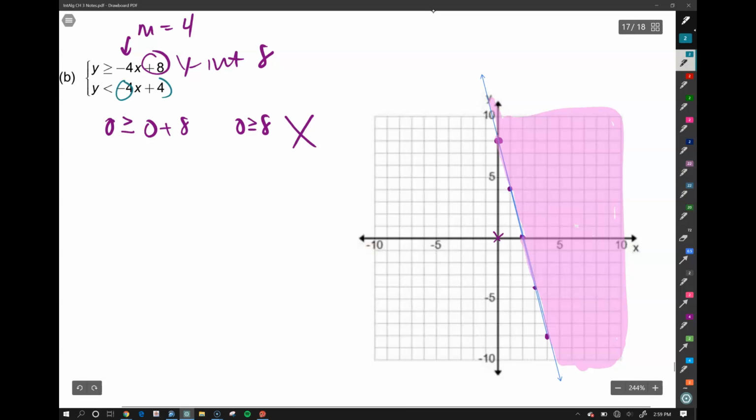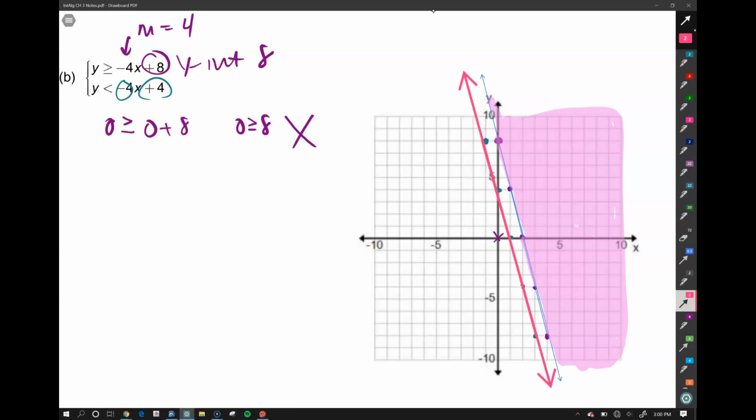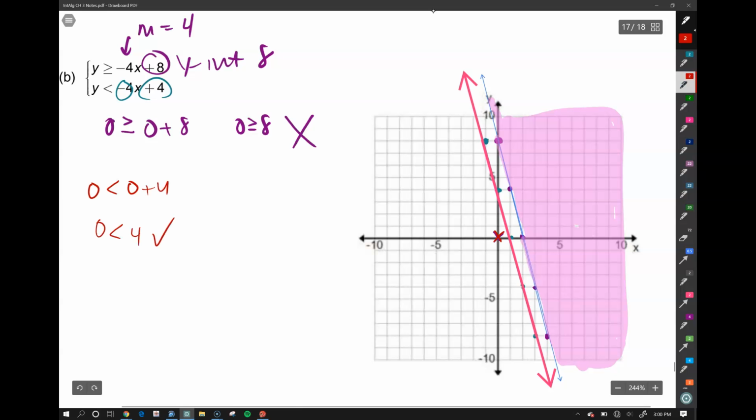So same slope, different y-intercept. I go up to 4, and the slope is negative 4, so down 4 over 1, down 4 over 1. We notice they're parallel lines, but let's see, do they have a solution? Plug in a point. I'm going to plug in 0, 0 because it's easy to figure out. Is 0 less than 4? That's true, so I know I'm going to shade that half where 0 is located.